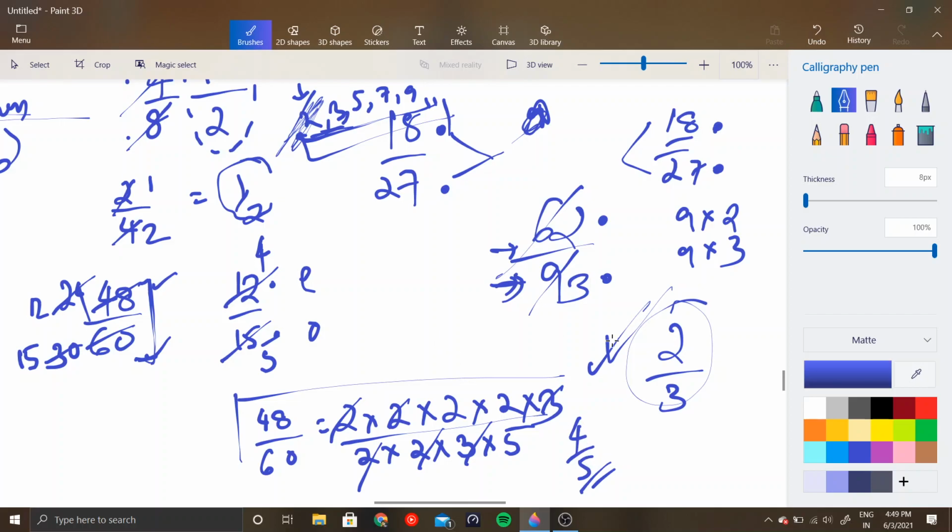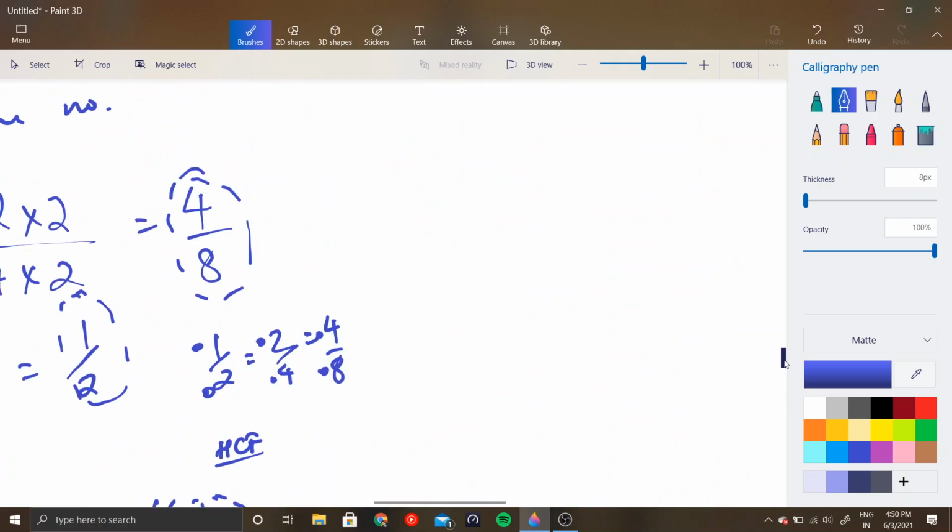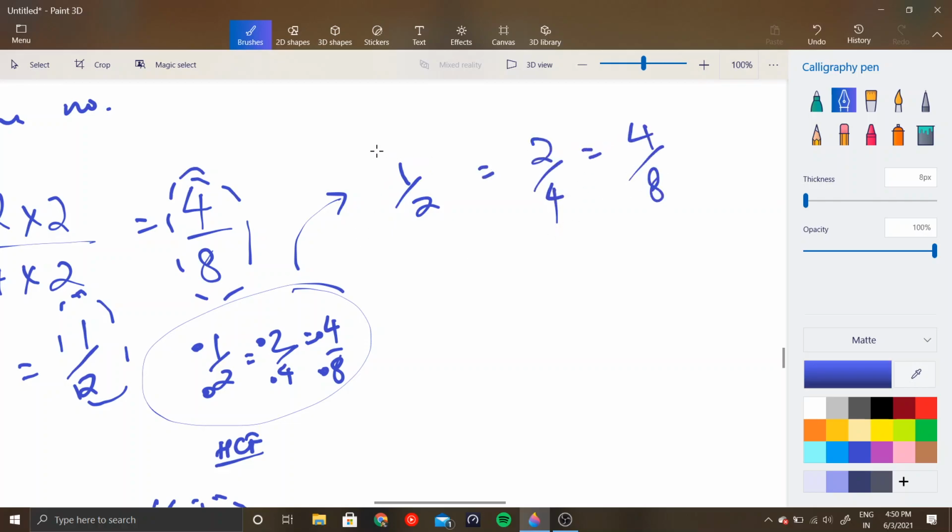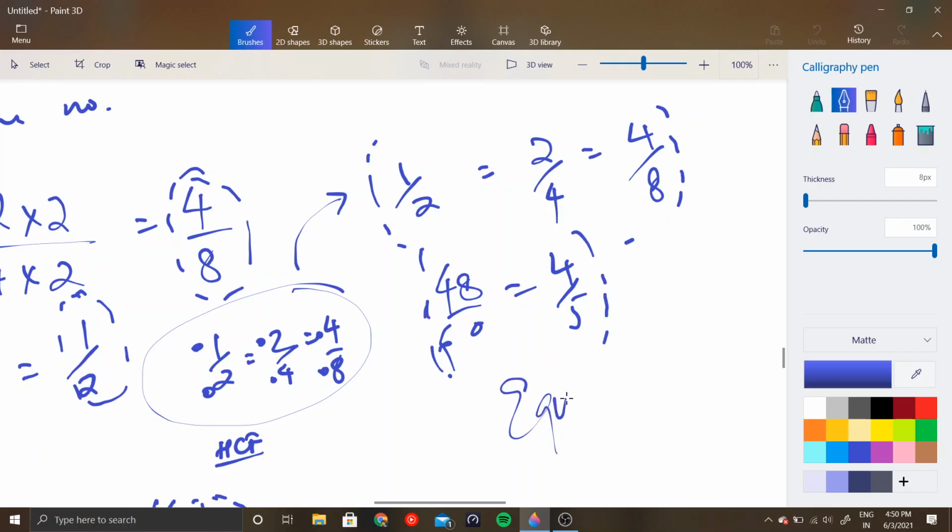Now, I told you that these fractions were equal. This has a name, right? So 1 by 2 is equal to 2 by 4, so if their lowest forms are equal, suppose this is 48 by 60 and this is 4 by 5, so they are equal, right? So these fractions have a name and they are called equivalent fractions. Equivalent fractions, right? Alright.